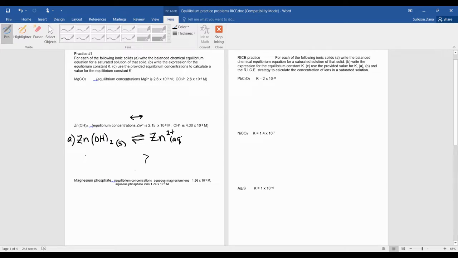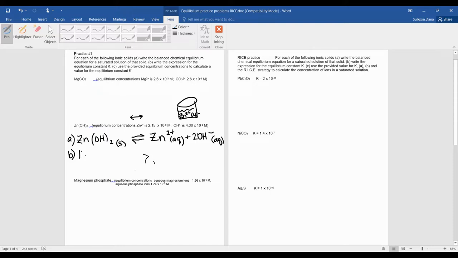which what that actually means, I'll show you in a little drawing of a beaker. So I have my aqueous solution. I'll draw the little beaker up here. If I made a solution of the solid, it would look like a bunch of zincs like this and a bunch of hydroxides. Okay, so it's basically spinning in that little beaker.